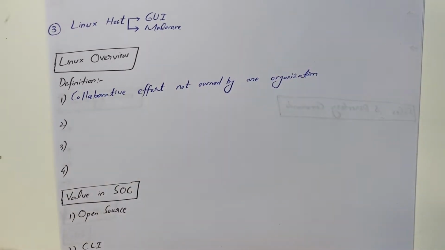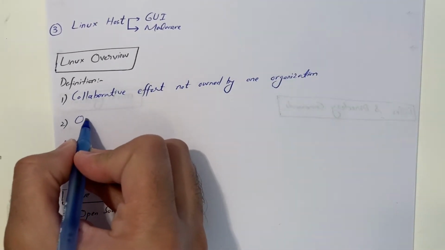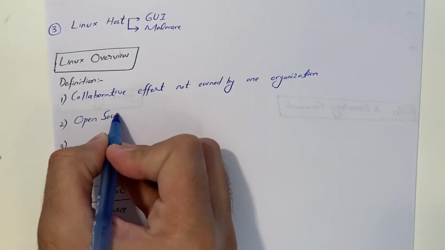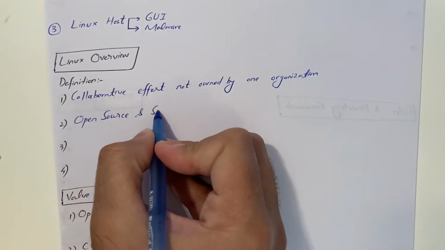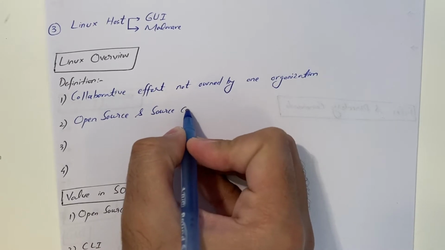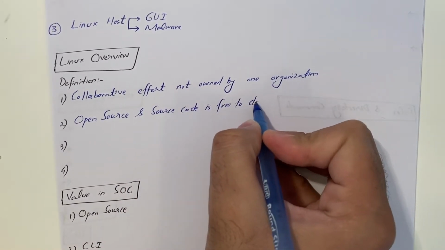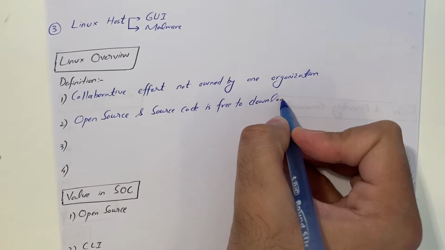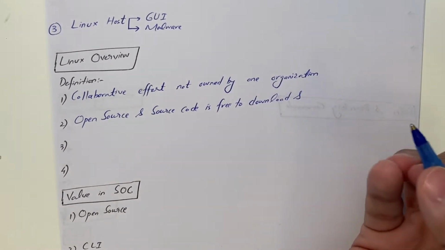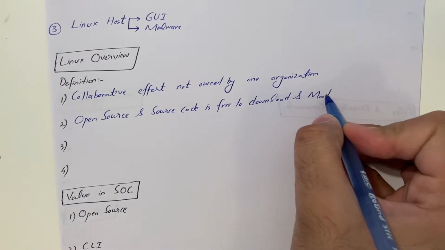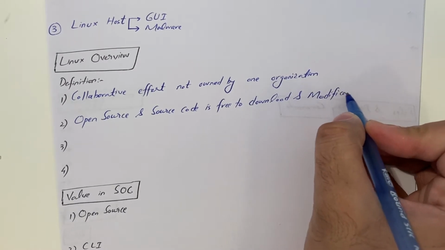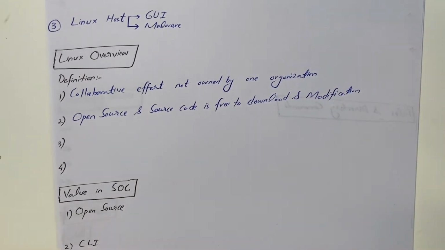Number one, Linux is open source. Another definition for Linux is that it's open source, and the source code is free to download and free to modify. For example, if you know the programming language on which the Linux operating system has been designed, you can customize that operating system as well.